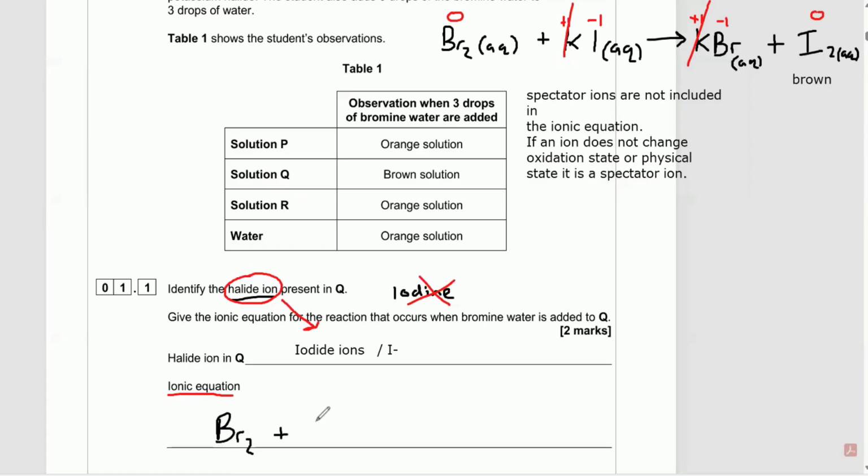So getting rid of potassium, let's write this out. So we've got Br2 plus I minus. To balance, we're going to need 2 I minus, forms 2 Br minus plus I2. So that's nicely balanced. There's our ionic equation, and that will get you 2 marks.